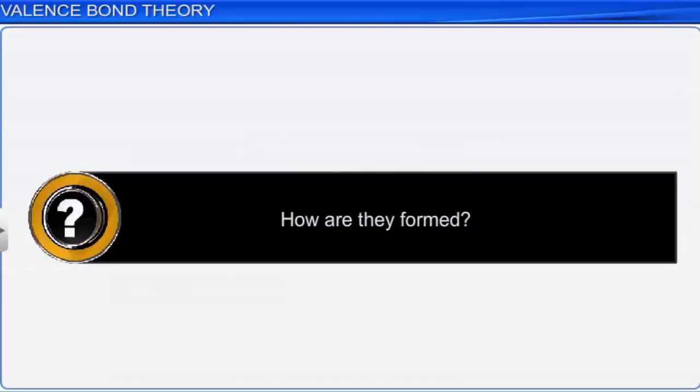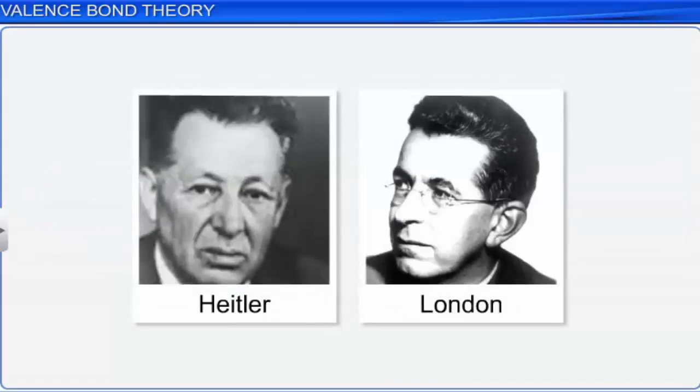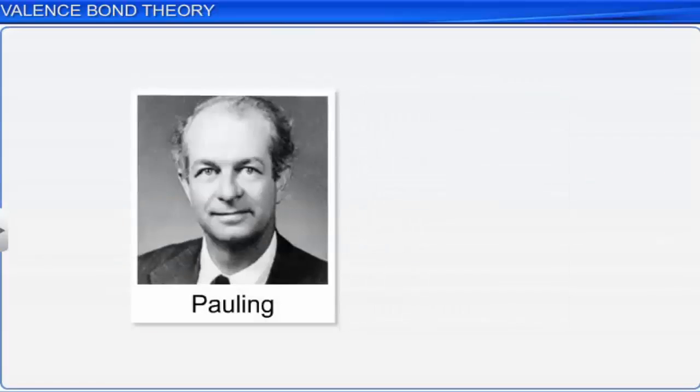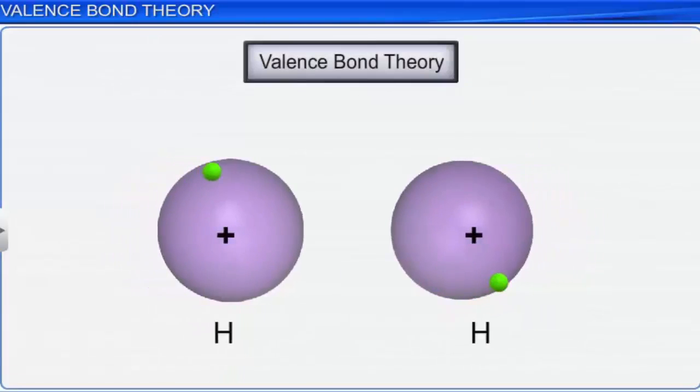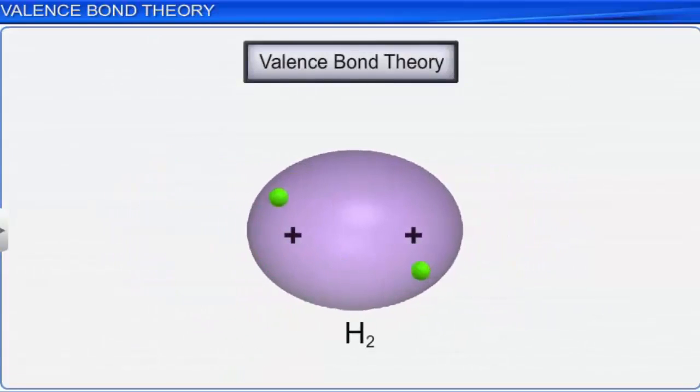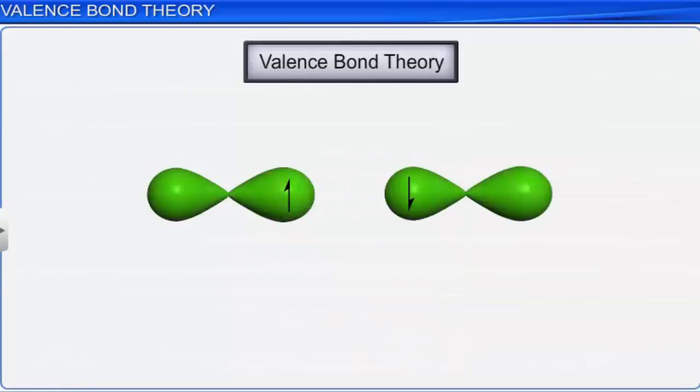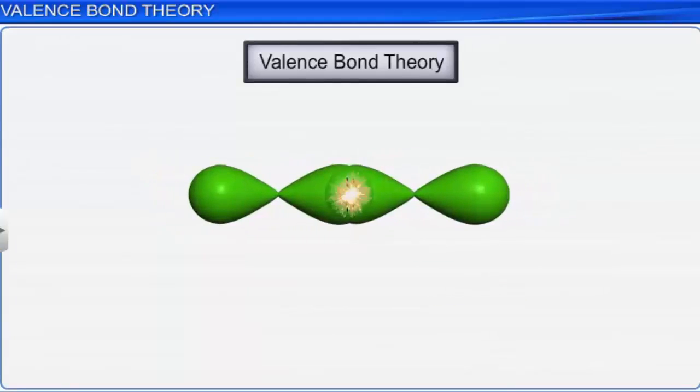The valence bond theory was introduced by Heitler and London and was developed further by Pauling and Slater. It explains the formation of covalent bonds. According to this theory, a covalent bond is formed when a pure valence atomic orbital of one atom overlaps with a pure valence atomic orbital of another atom.